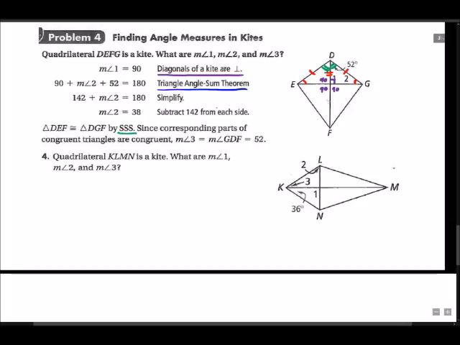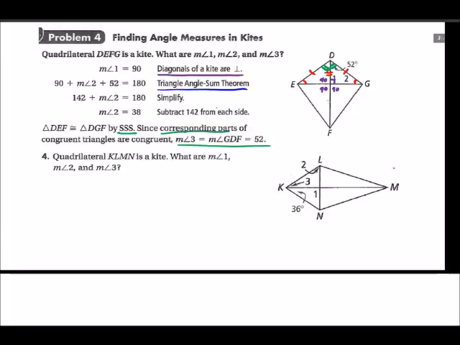So we used side, side, side postulate. It is a postulate. We should go back and fix that. Go back and change the theorem to postulate. And CPCTC, that these two angles are congruent. So if that angle measures 52, so does the measure of angle 3.